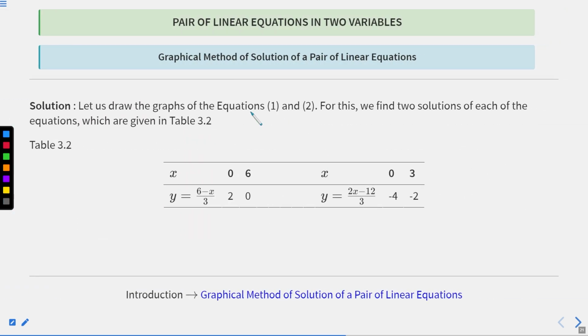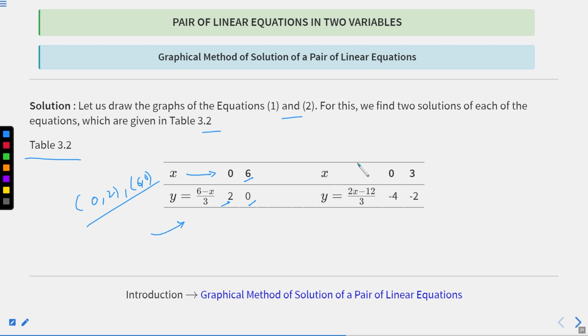Here you can draw the graphs of equations 1 and 2. For this we find two solutions of each of the equations, which are given in table 3.2. When you take x equal to 0, you get y equal to 2, and for x equal to 6, y is 0. You can plot the points 0 comma 2 and 6 comma 0, and then you will get a line.